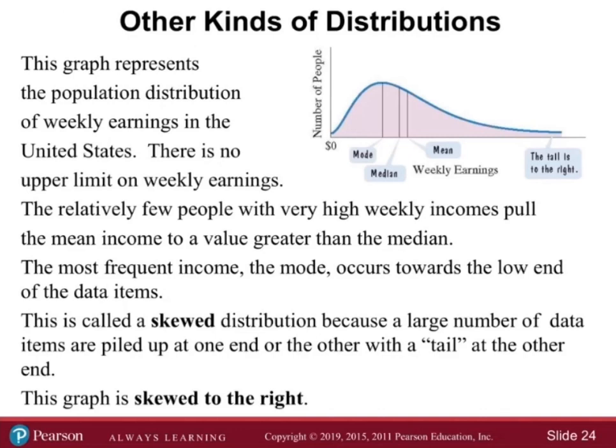Let's see. This graph represents the population distribution of weekly earnings in the United States. There is no upper limit on weekly earnings. The relatively few people with very high weekly income pull the mean income to a greater value than the median. The most frequent income, the mode, occurs towards the low end of the data items. This is called a skewed distribution because a large number of the data items are piled up at one end or the other with a tail at the other end. This graph is skewed right.